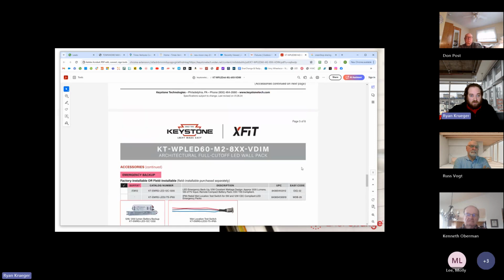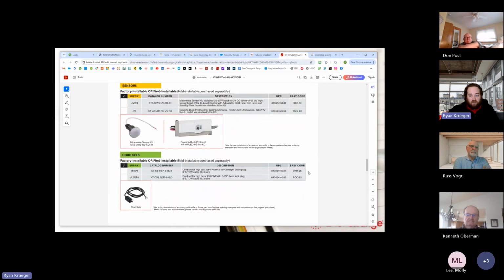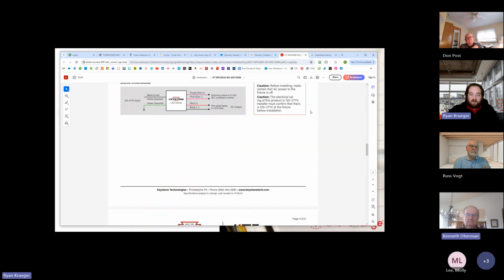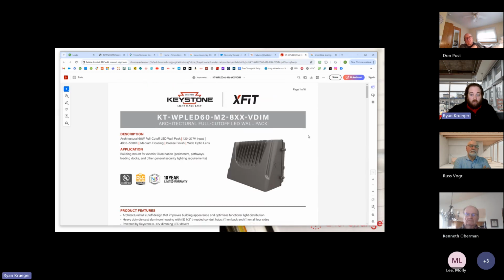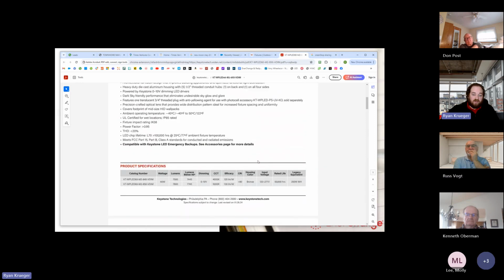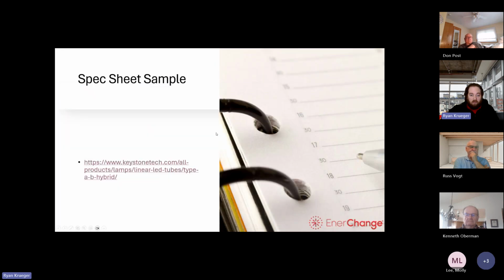It's like there's photo cells and different wiring to kind of connect it to the time clock. But that's kind of how to read a spec sheet, because all of the information that I covered goes into this, and then if you start looking at it, it might not mean anything.